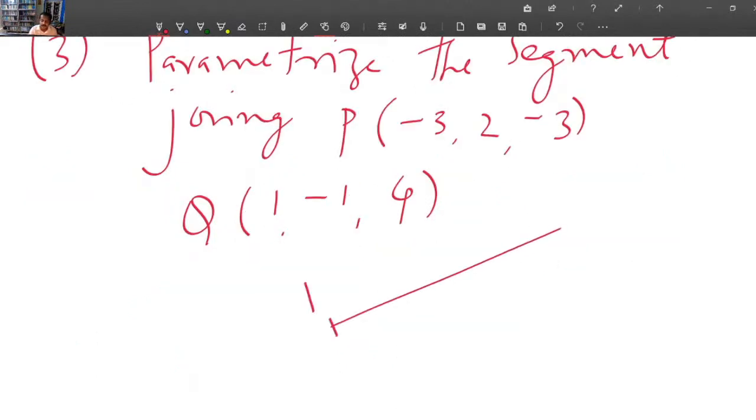So suppose that this is the point P, this is the point Q, and the parametric equation gives the equation of the entire line L. Here you have to find the equation of this much segment. So what is the equation of this much part? That's the question.